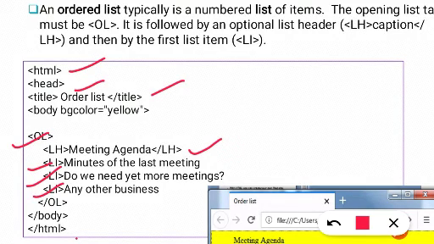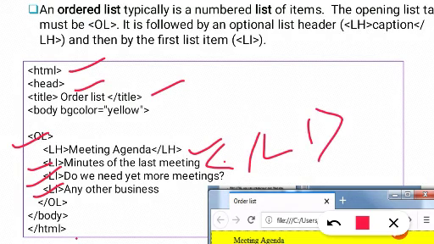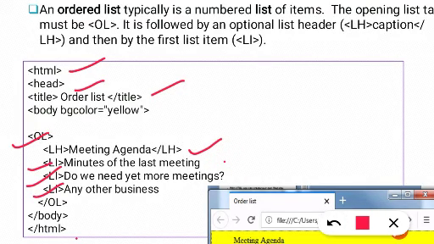We do not have to close this LI like this, because this is again an empty tag. This is not a container tag. So we will not write it like this. We will just have LI, the opening tag, like we have BR and HR. In the same way, LI is also an empty tag.